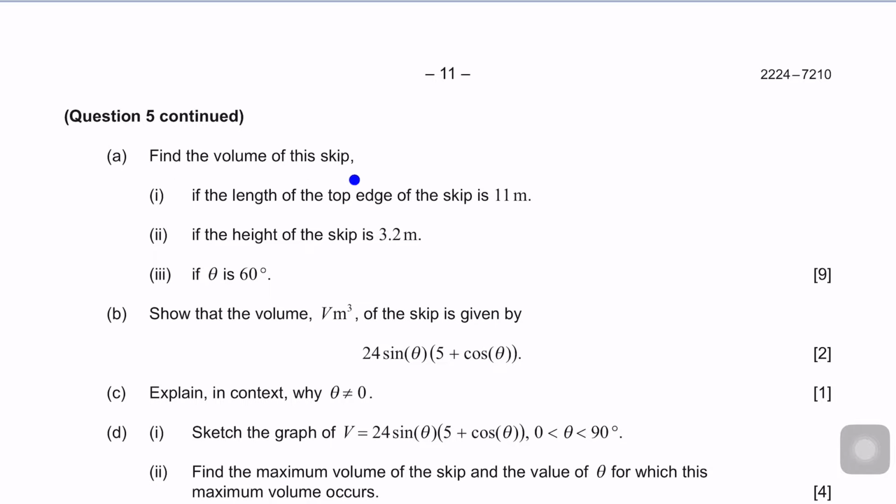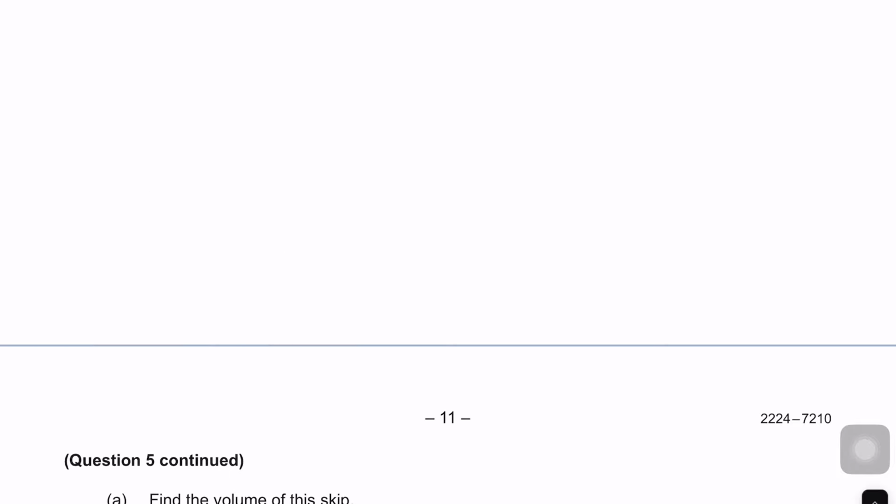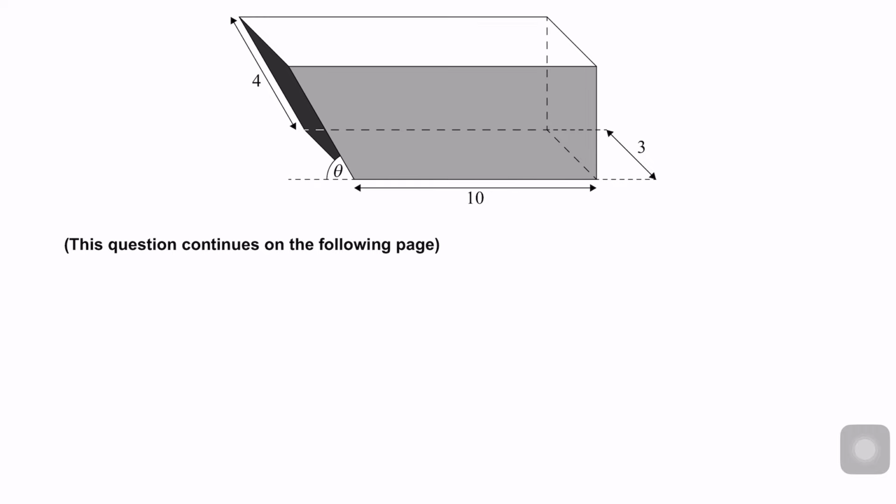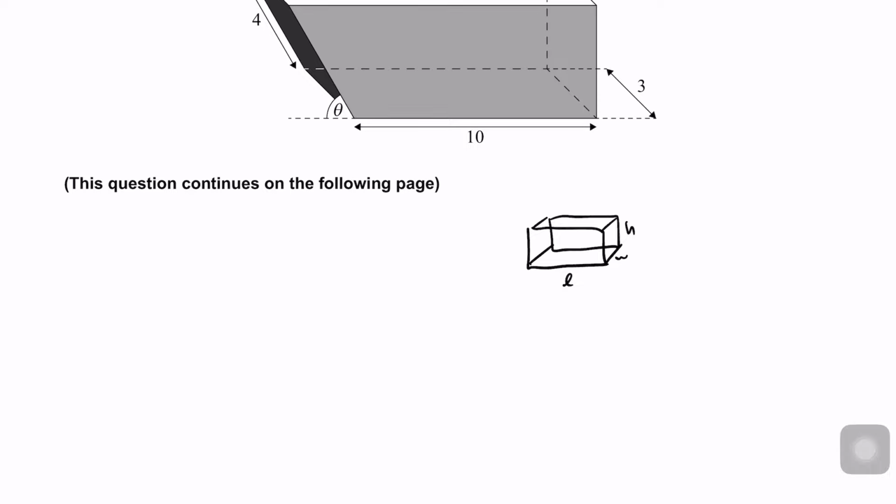Find the volume of the skip if the length of the top edge of the skip is 11 meters. Okay, so if the top edge of this is 11 meters, what's the volume? First off, the volume of a prism with uniform cross-section is just going to be, maybe I'll draw a quick sketch, of course, length times width times height. In this case, we're not dealing with just a rectangular prism.